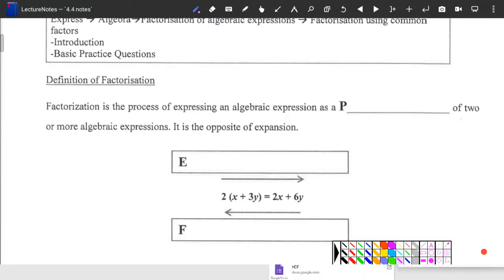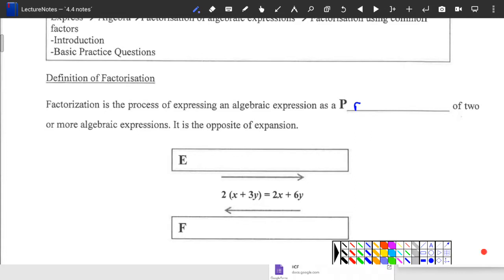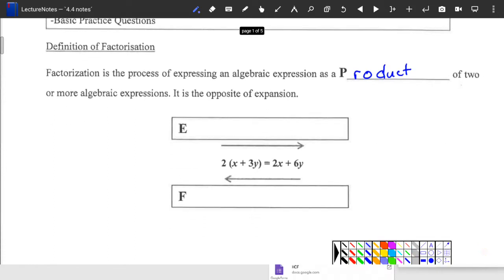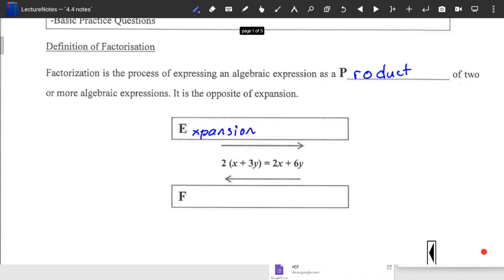The first P word there. Anyone? There's a product of two or more algebraic expressions. Justin, following? Now, the first box there actually means expansion. Then the F is the factorization.